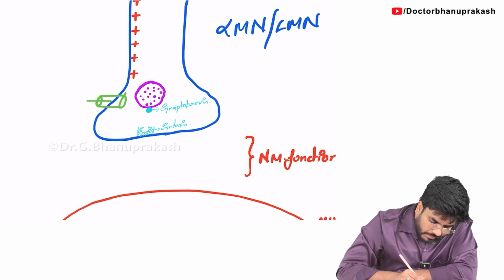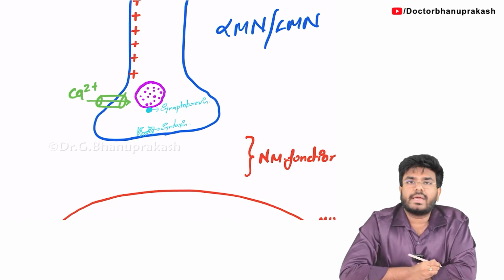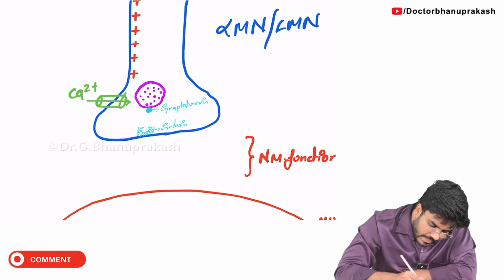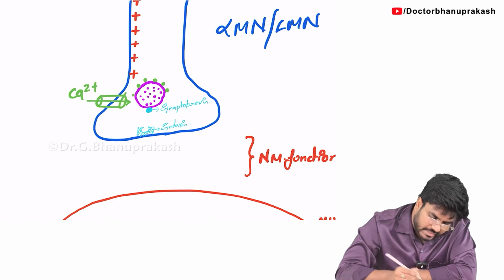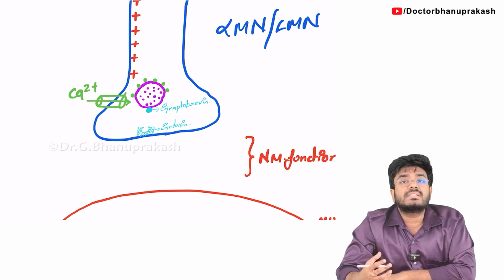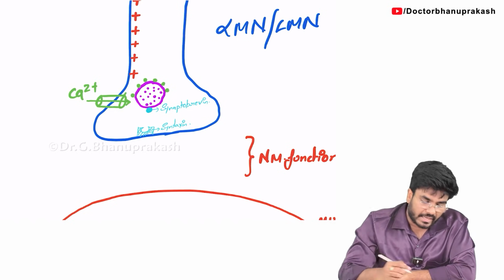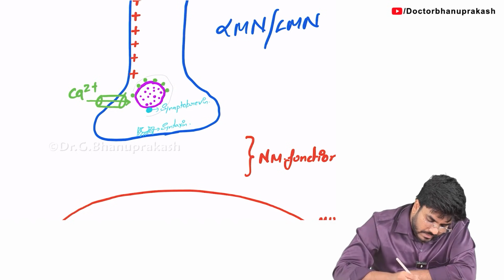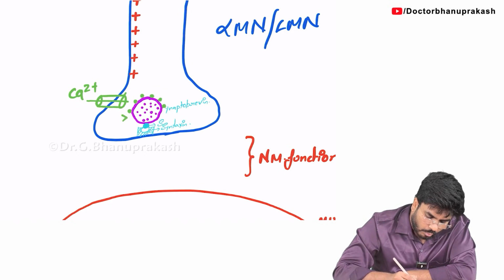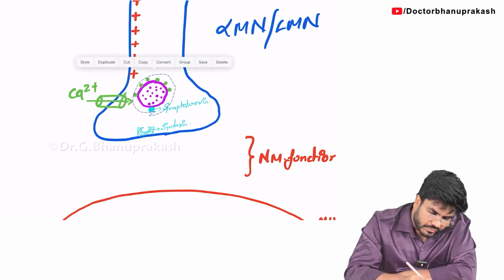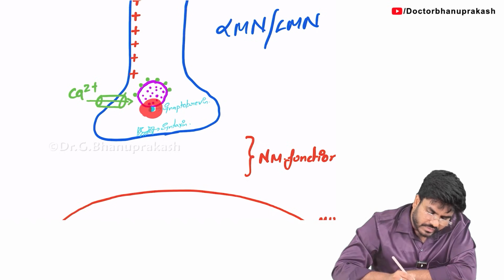So now tell me, what will happen to the calcium? The calcium ions will start to come into the neuron. Now, what will this calcium do? The calcium is coming and binding with the vesicle. Because of this binding of the calcium, the vesicle will move so that it will come and fuse with the synaptobrevin. It will come and fuse with the syntaxin.